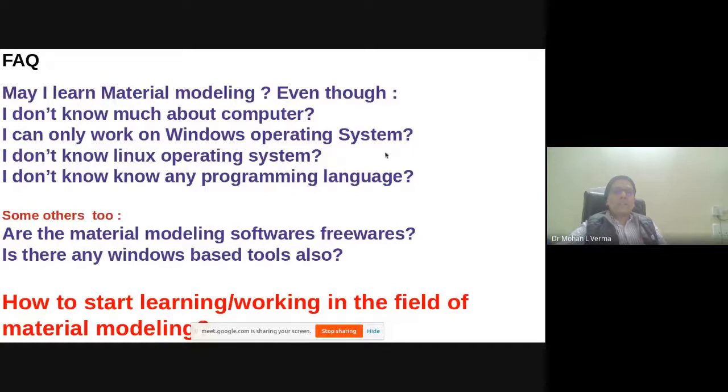Now, frequently asked questions. May I learn material modeling even though I don't know much about computers? Yes, one can, because you can easily learn. I can only work on the Windows operating system, so learning the Linux operating system is not difficult. You can easily learn, and we just use some commands, not all of them. I don't know any programming language. No need of knowing a programming language. But if you are familiar with Python, or if you are learning Python and Fortran, then this will help you to understand the behavior of the system.